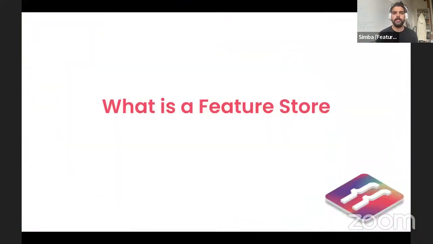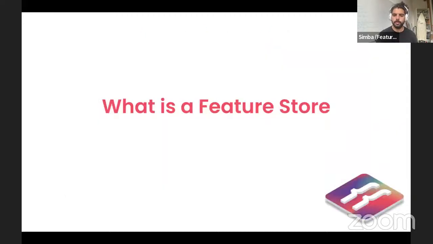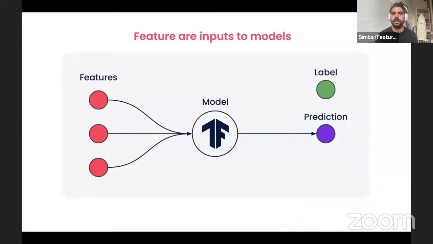So we'll start with what is a feature store. Features are inputs to models. So I guess the first question, if you want to know what a feature store is, you should probably start by asking yourself what is a feature. A feature is a very overloaded term. It means different things to different people and different domains. For the purposes of this presentation and feature stores specifically, you can think of a feature as just an input to a model.